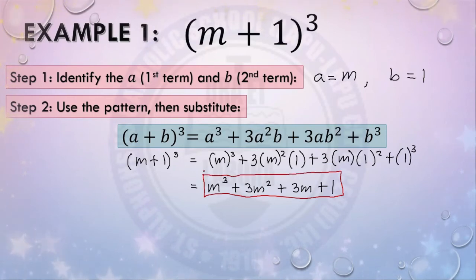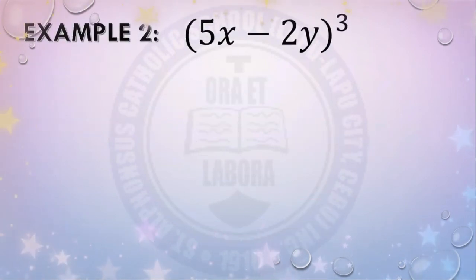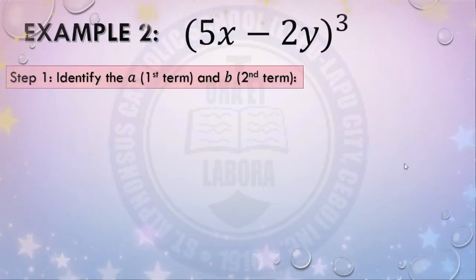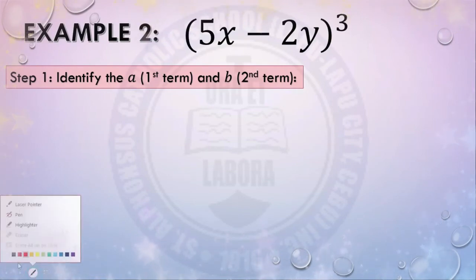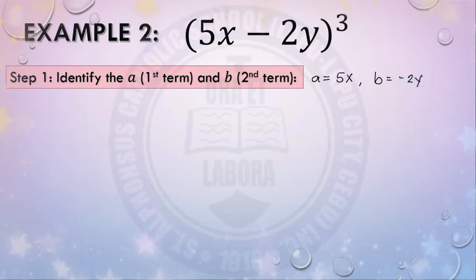Okay, now let's have another example. Let's have example number 2: (5x minus 2y) cubed. Again, the first thing that you're going to do is identify your first and second term. What do you think is our first term? What do you think is our second term? Please input your answer below. If your answer for the first term is 5x, and if your answer for the second term is negative 2y, then very good, you're correct.